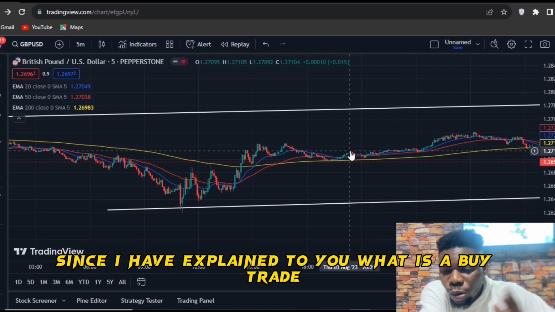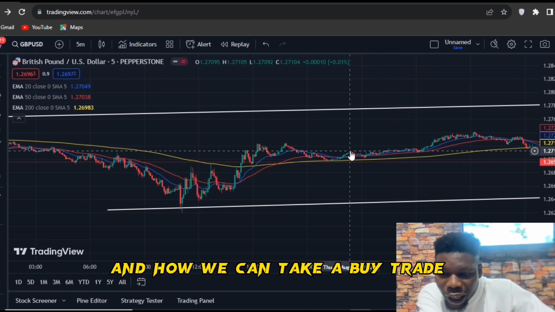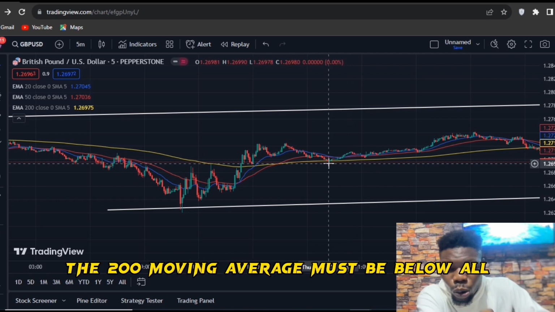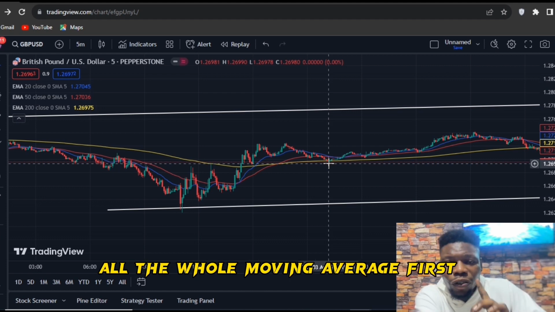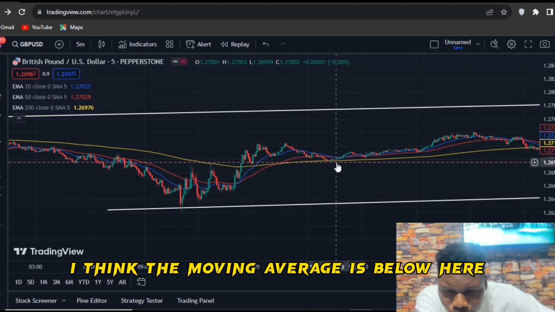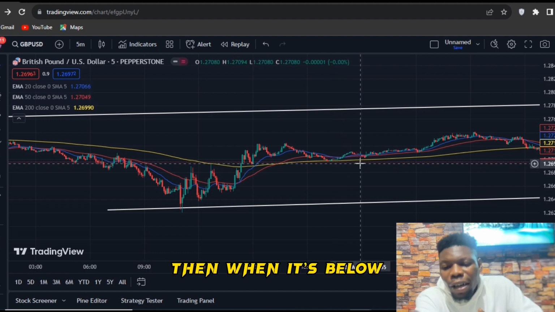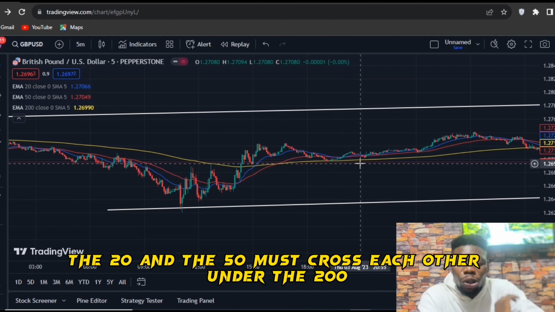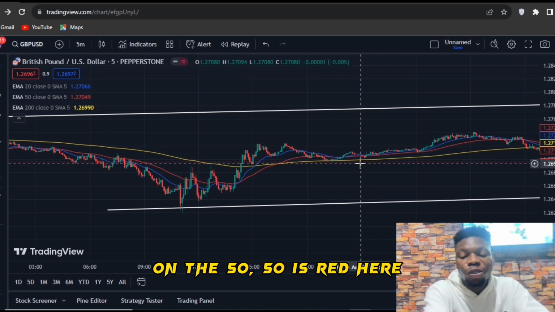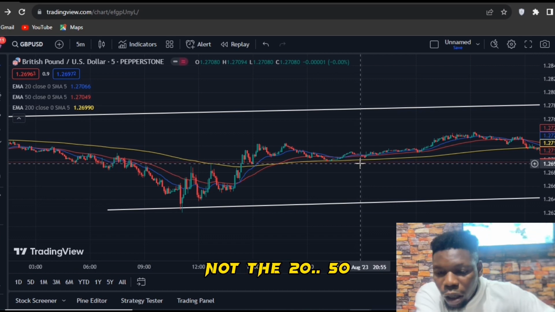Since I've explained to you what a buy trend is and how we can take a buy trend, we need to see first that the 200 moving average must be below the whole moving averages. Where can we see that? I think the moving average is below here. And then when it's below, the 20 and the 50 must cross each other under the 200, or we can take it when there's a retest. The 50 is red here, not the 20. What can we see here?